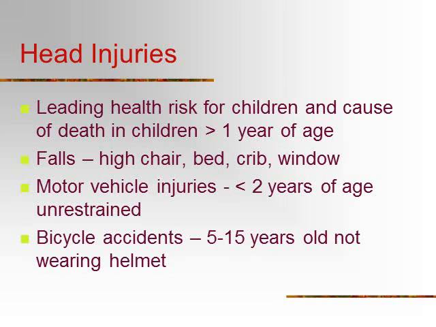Okay, head injuries. This is the leading health risk for children and the leading cause of death in children greater than 1 year of age. So we talked about all sorts of accidents and safety teaching, and head injuries is one of the worst accidents that can happen. It happens with falls, so a fall from a high chair, bed, crib, window, or a motor vehicle injury. So especially if they're unrestrained in the vehicle, and then bike accidents. So children not wearing a helmet are really susceptible to a head injury.